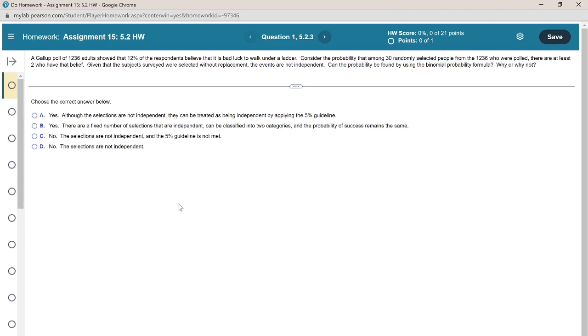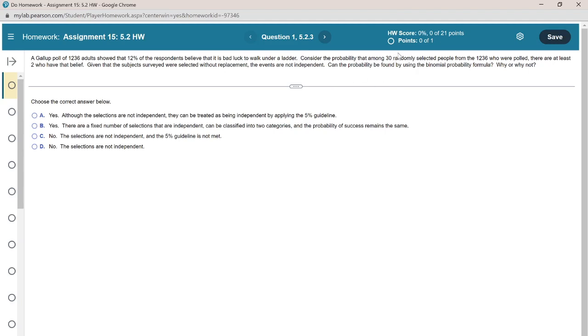So the question is, can the probability be found by using the binomial probability formula? Look here, there is a poll and 12% of the respondents believe that it is bad luck to walk under a ladder. So there are 2 outcomes, bad luck or good luck. Okay, that's good. One of the requirements has been met.